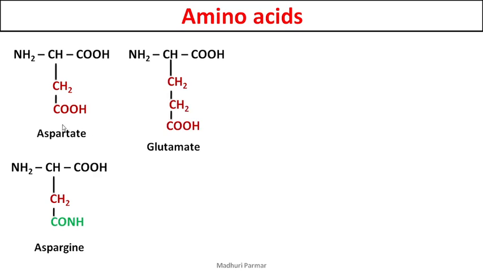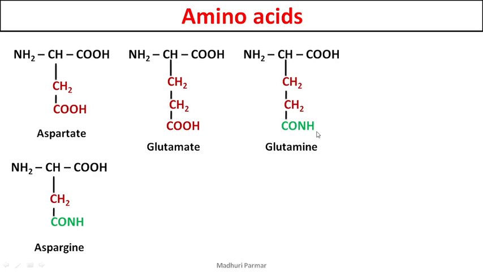Right. After aspartate, you have another amino acid, same as aspartate. What is different? You have one more CH2. The chain length is different. CH2COOH is aspartate. CH2CH2COOH is glutamate. Clear? Only one CH2 is extra. So this is again glutamic acid if the COOH form is present and glutamate if the COO minus form is present.